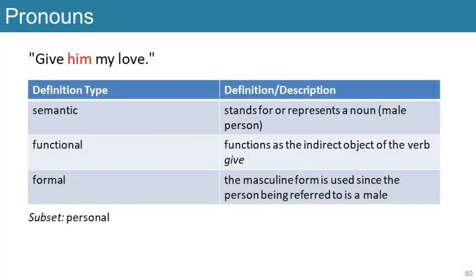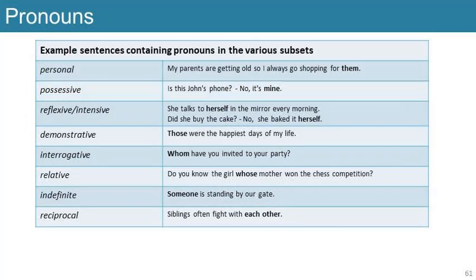The pronoun to be analysed is him in Give him my love. Him in this sentence can be defined semantically as standing for or representing a noun, in this case obviously a male person. It functions as the indirect object of the verb give. A formal description notes that the masculine form is used since the person being referred to is a male. Him in the example sentence is a member of the personal pronoun subset. Finally, here are example sentences containing pronouns in the major subsets.